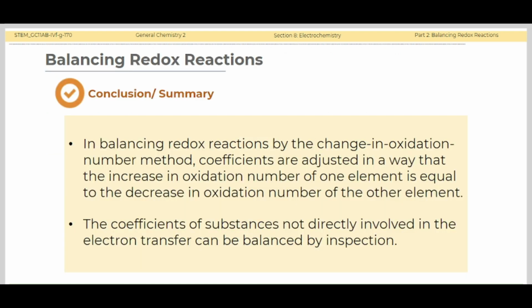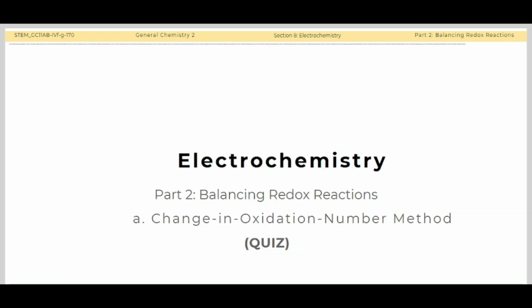To summarize, in balancing redox reactions by the change in oxidation number method, coefficients are adjusted in a way that the increase in oxidation number of one element is equal to the decrease in oxidation number of the other element. The coefficients of substances not directly involved in the electron transfer can be balanced by inspection.